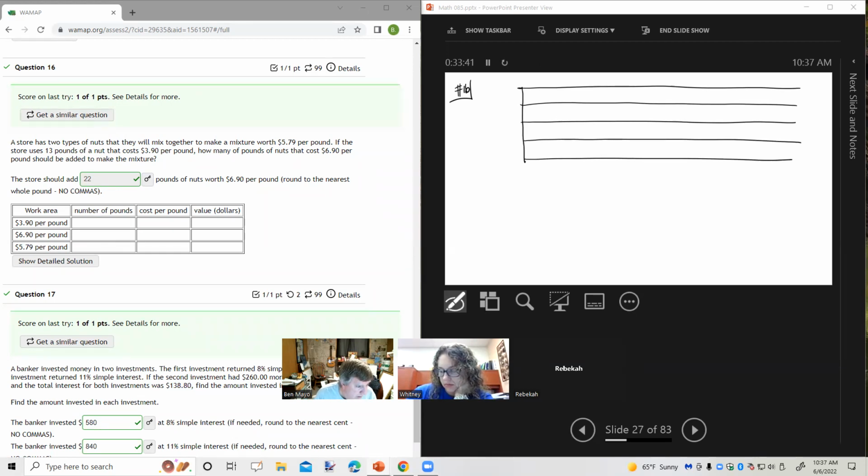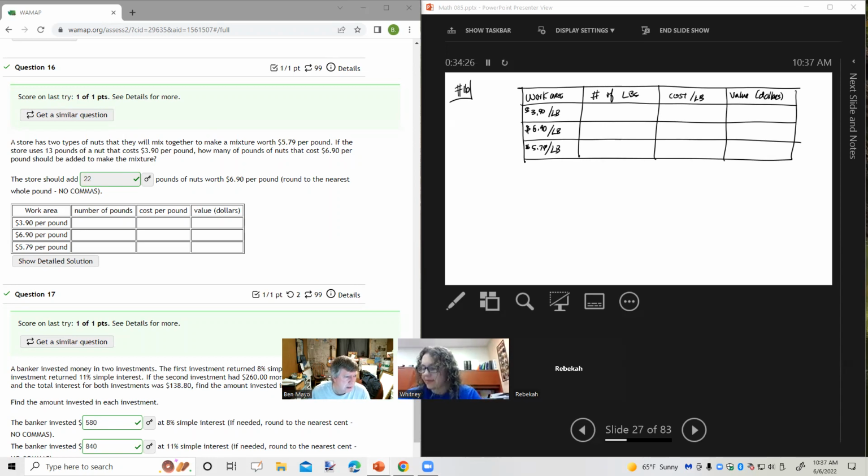And let's see here. All right, so this is the work area, it says, and this is $3.90 per pound, $6.90 per pound, and $5.79 per pound. This is the number of pounds and cost per pound and value in dollars. All right.